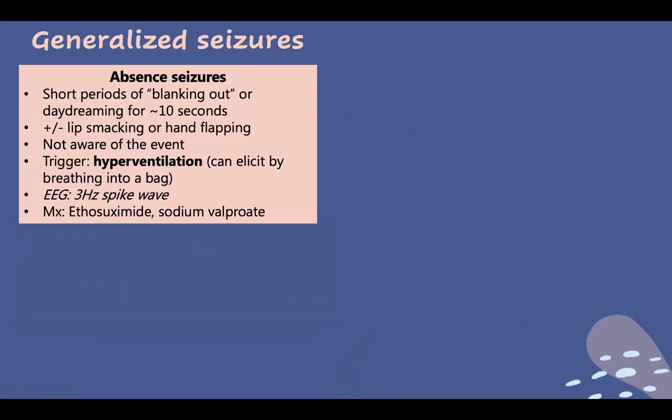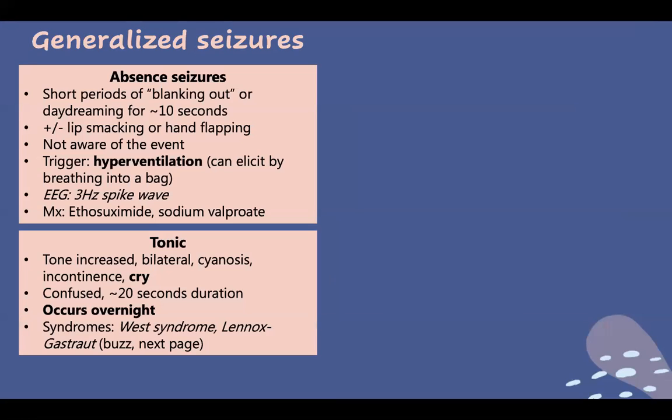Okay, so an absent seizure is, I'm sure you've heard it, short periods of blanking out or daydreaming for 10 seconds. They stare out. They can have lip smacking or hand flapping, and they're completely unaware of the event. In ED, you can ask them to breathe into a bag because hyperventilation tends to trigger this type of seizure. And one of the buzzwords is on EEG, you can have a 3 Hertz spike wave. And you'll see later on, depending on if it's simple or generalized, you have different medications. But if it's absent seizures, you tend to go with ethosuximide first. That's first line.